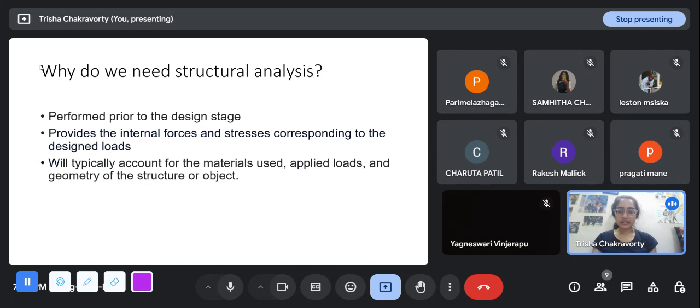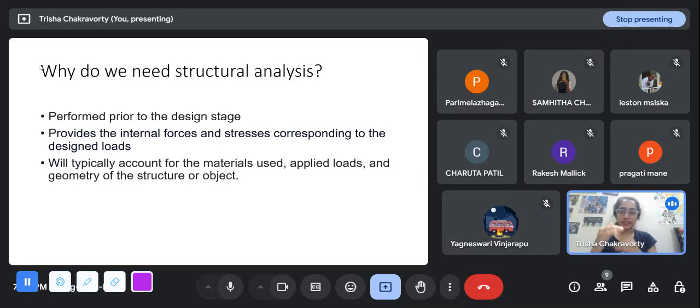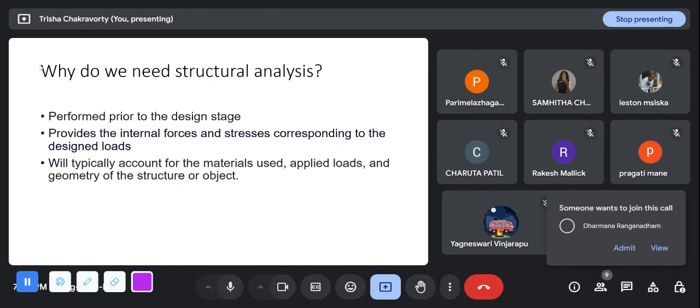So why do we need structural analysis? As I said, it is basically performed prior to the design stage. What this means is that for the design, we need to know the forces that the structure needs to withstand. Now this is basically a cycle kind of thing. Suppose I have to design a building, just because it is very easy to visualize. What do we actually know? We know the soil criteria, wherever we are designing, we know the details of the soil.